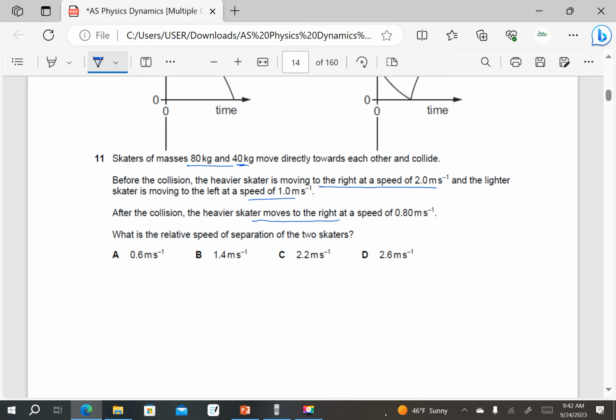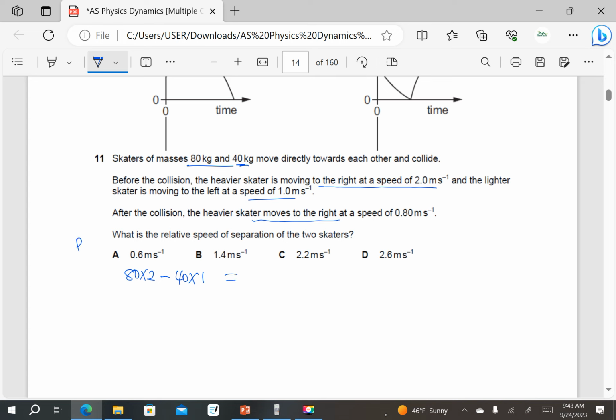Relative speed of separation. Okay. Let's begin by conservation of momentum to find the speed of the second skater after the collision, because they have not told us that the collision is elastic. By conservation of momentum, total momentum before collision, I will set to the right positive, to the left negative. So for the heavier skater, it will be 80 times 2, minus, because the lighter skater is moving towards the left, the mass 40 times the speed 1. Total momentum before collision should be equal to total momentum after collision.